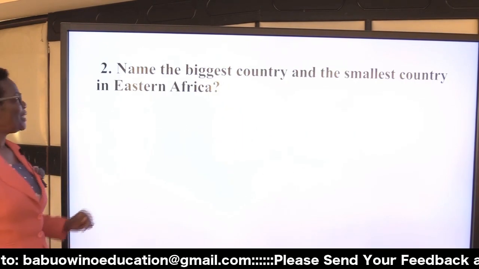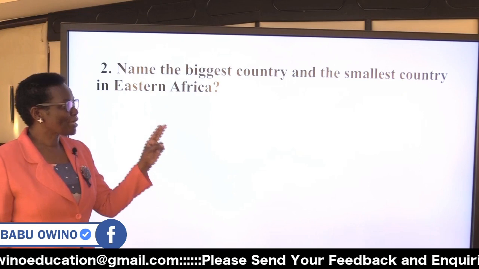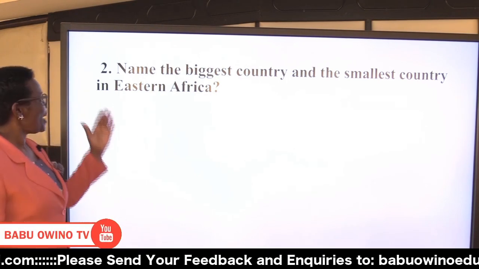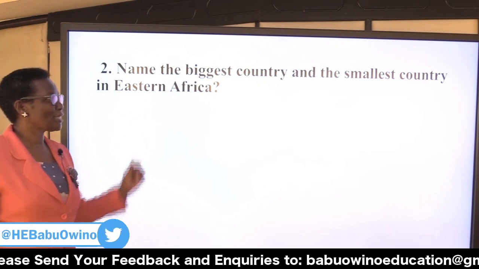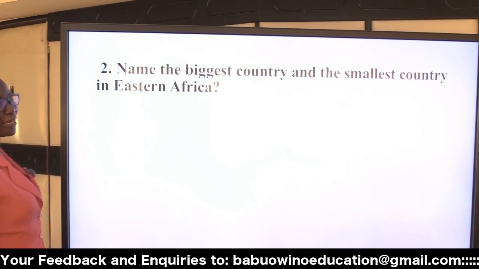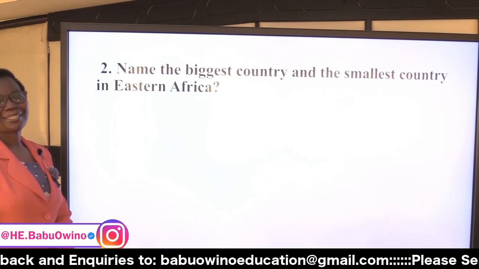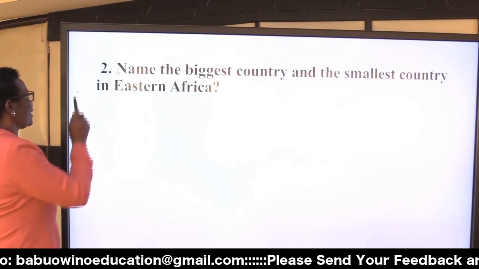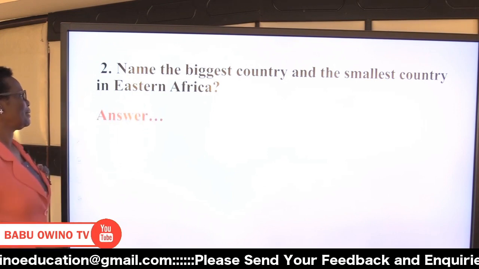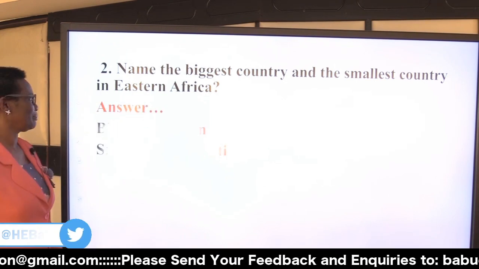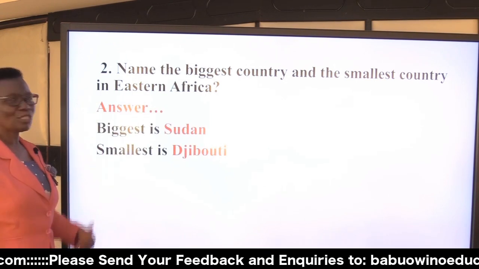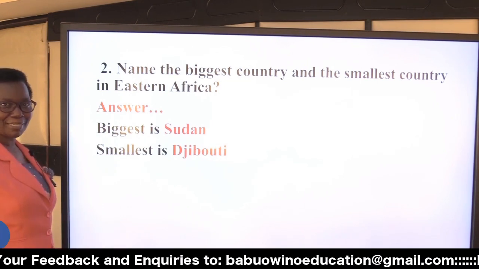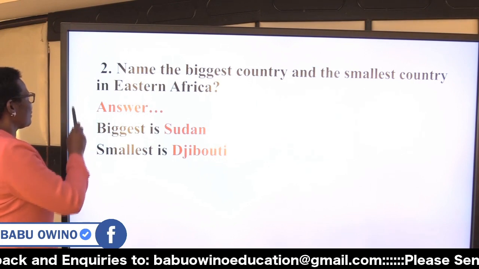Number two, name the biggest country and the smallest country in Eastern Africa, respectively. That one I know you know. Let's check if you got them correct. Here is our answer. The biggest is Sudan and the smallest is Djibouti. Did you get them correct? Put a tick for yourself.